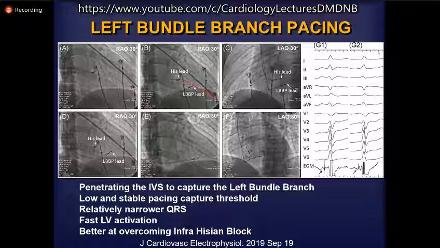You have potentially faster LV activation. This again will have a very important application as an alternative to CRT in LBBB. And here, since you're not at the His location, but you're much more distal, this would be better at overcoming true infra-Hisian block as compared to His bundle pacing.